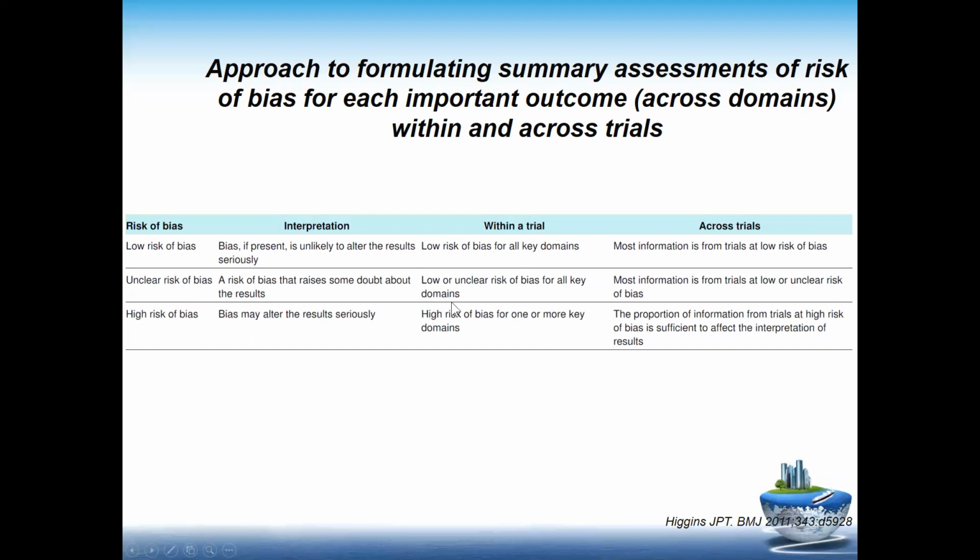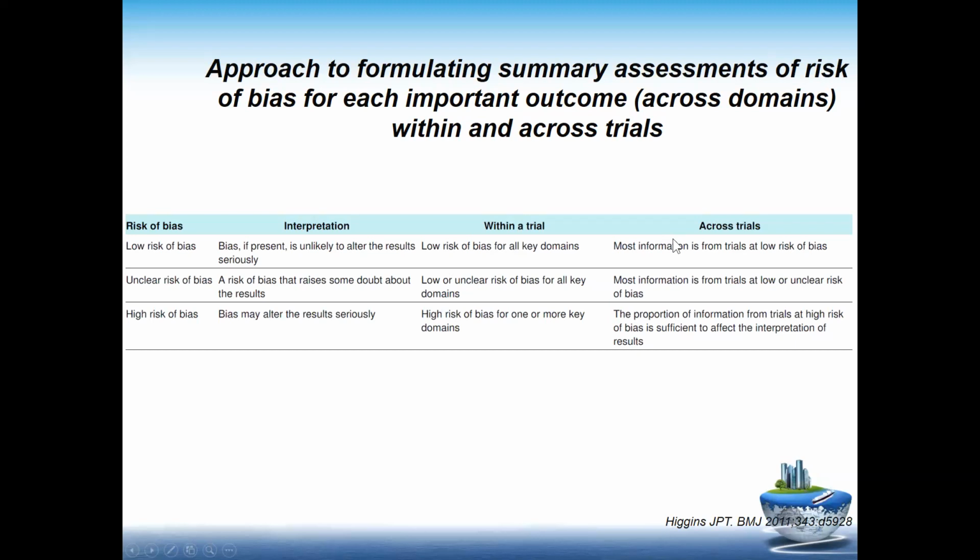So when do you give a rating of unclear risk of bias? You can give it when there is low or unclear risk of bias for all key domains. None of the domains is at high risk of bias. They are either low or unclear risk, and then you can give this rating, unclear risk of bias, to the study.